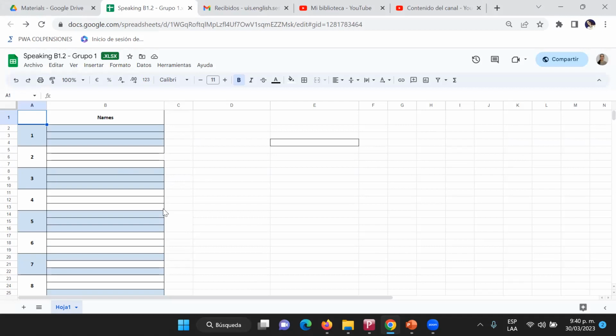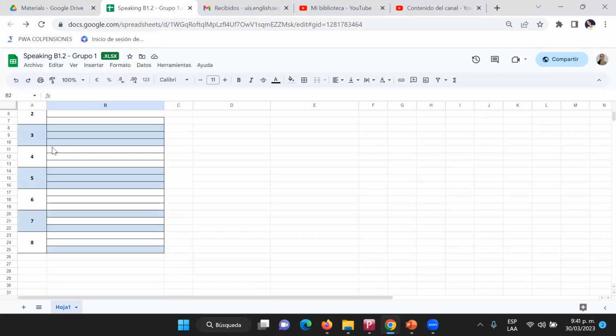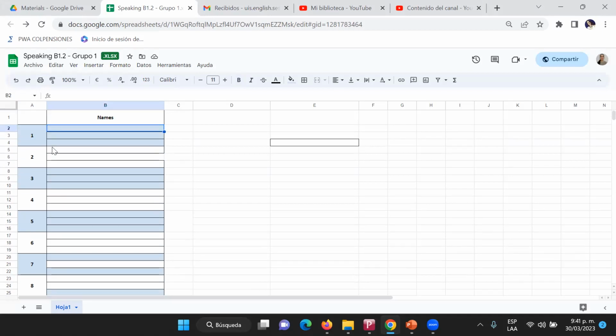As I was telling you, it doesn't mean that the people who write their names on the first line, the first group, are going to be group number 1 to present the speaking part. In my case, this is just to organize my ideas and know how many groups I have. The minimum is 2 participants per group. Remember that the first part is individual, and the second part is collaborative. Anyway, keep in mind that the grades are individual.